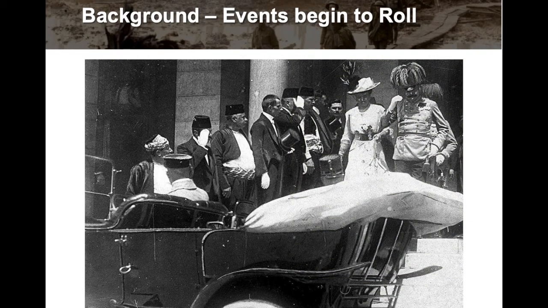This is one of the last photographs of the Archduke and his wife, Franz Ferdinand and Sophie. They're coming out of the building there in Sarajevo. They're going to get into this car, and they're going to drive down the street, and Princip is going to attack the car and shoot them both. They're in this convertible.